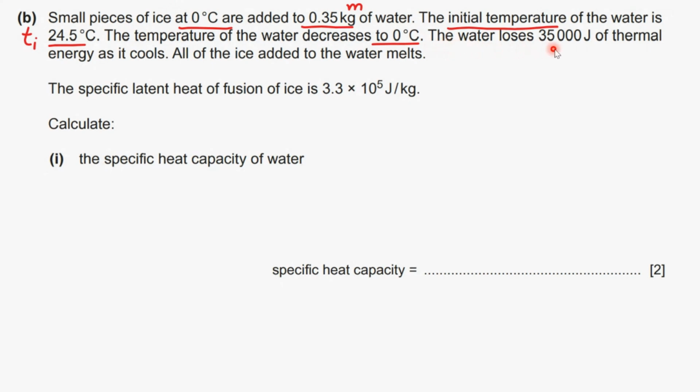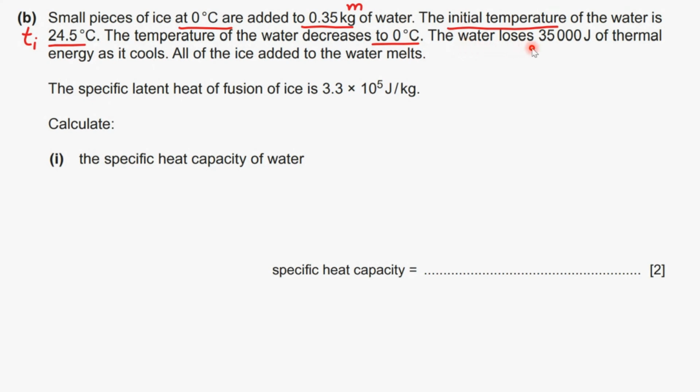The water loses 35,000 joule of thermal energy as it cools down, and all of the ice added to the water melts. Some students hurry through the question without reaching a deep understanding of what is going on. I advise you, if you did not get the concept the first time, to stop the video and read the question again, at least twice.